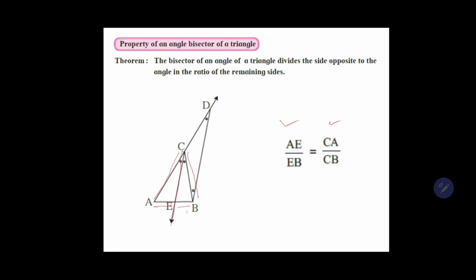Or suppose we take the ratio as BE divided by AE. If we take BE firstly in the numerator and then AE in the denominator, on the right hand side also we have to make that change, that firstly in the numerator we have to take BC or CB divided by, in the denominator, AC. So this is the angle bisector property, and we can apply this property in any triangle if in a triangle there is an angle bisector of any of the three angles given.